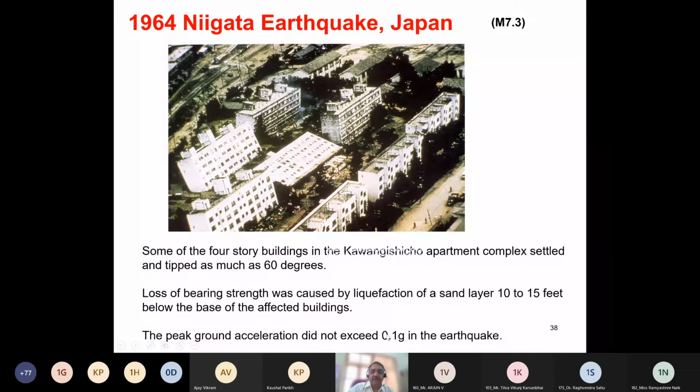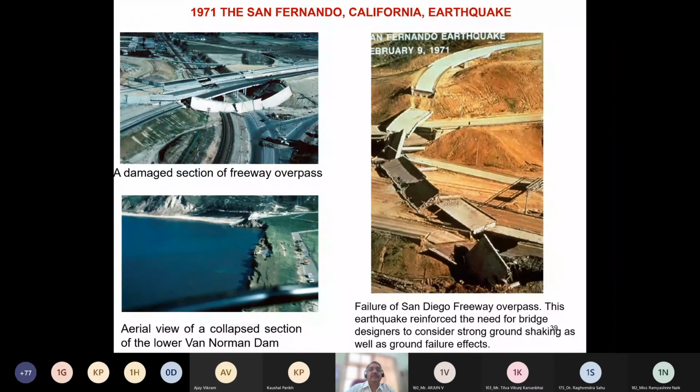The peak ground acceleration did not exceed 0.1 g in the earthquake, so the earthquake itself was not so severe. However, liquefaction of the sand layer below the foundation of this building resulted in tipping of the buildings. After this Niigata earthquake, geotechnical earthquake engineering became an important field of study, and people tried to understand the requirements of foundation designs to prevent the failure of structures.